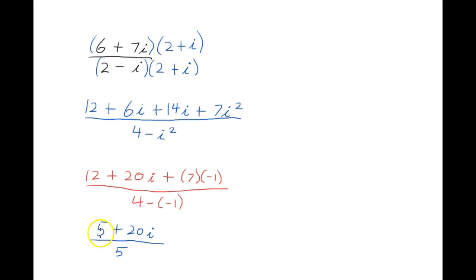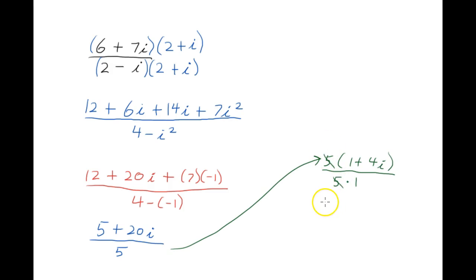All right, we've got a 5 here. We've got 5 times 4 times i here, and a 5 here. And I'll just take that one extra step just to write that. I've got 5 times (1 + 4i). I've factored a 5 out. And in the denominator, I have 5 times 1. So the 5's cancel out or divide out.